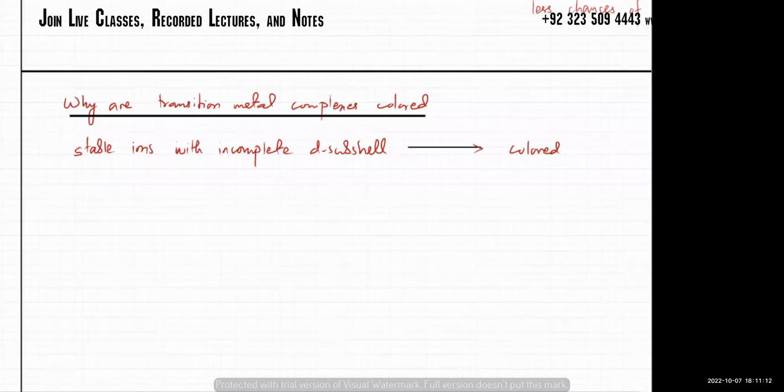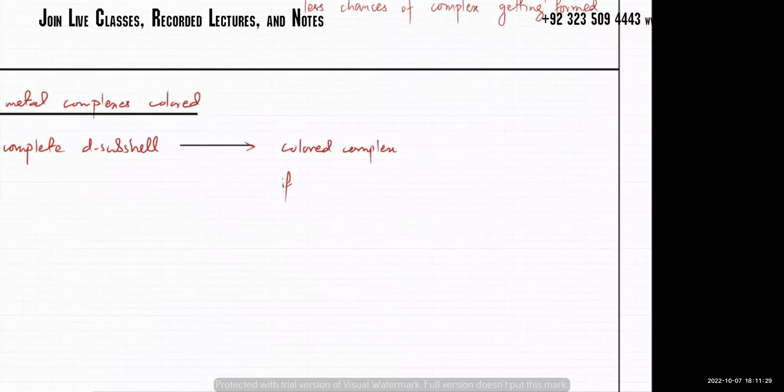So that would mean it's going to have a colored complex. If not, then it's not going to have a colored complex. So for example, if you don't have an incomplete d subshell, then you're not going to be colored.